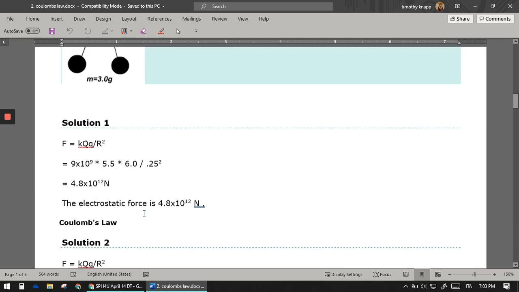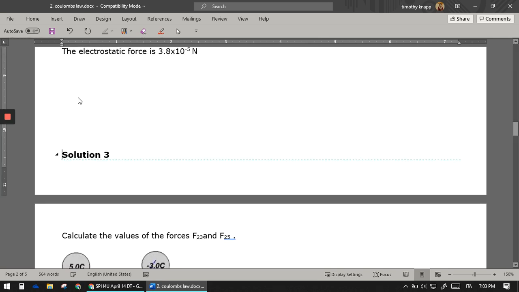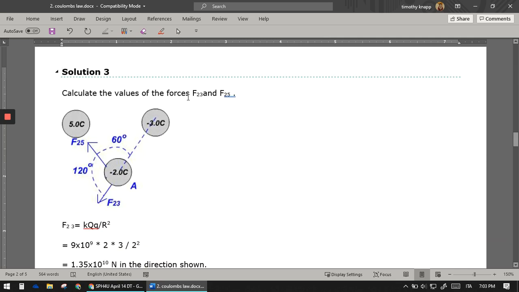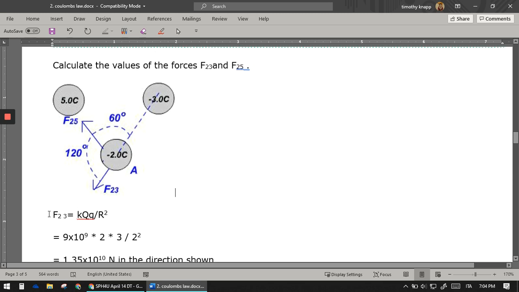Okay, so if we go to the solution, which is solution 3 here, let me move this down a little bit. Calculate the values of the forces. What they've done here is they've called this force 2/3 and force 2/5, where the 5 represents this 5 coulomb, the 3 represents this 3 coulomb, and the 2's represent this 2 coulomb. So essentially you're going to use Coulomb's Law.